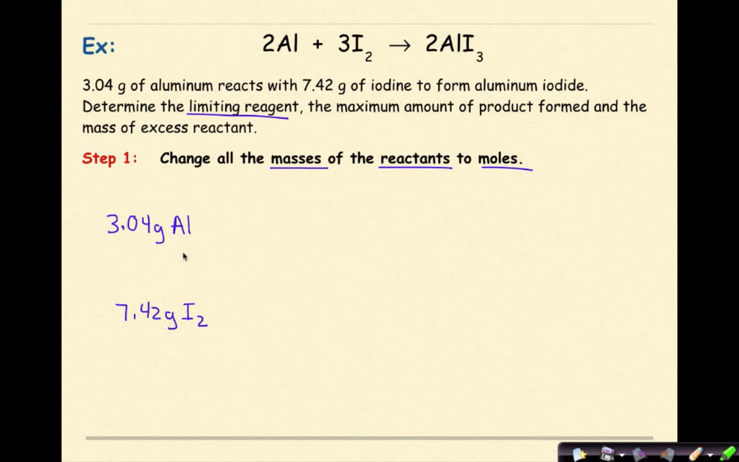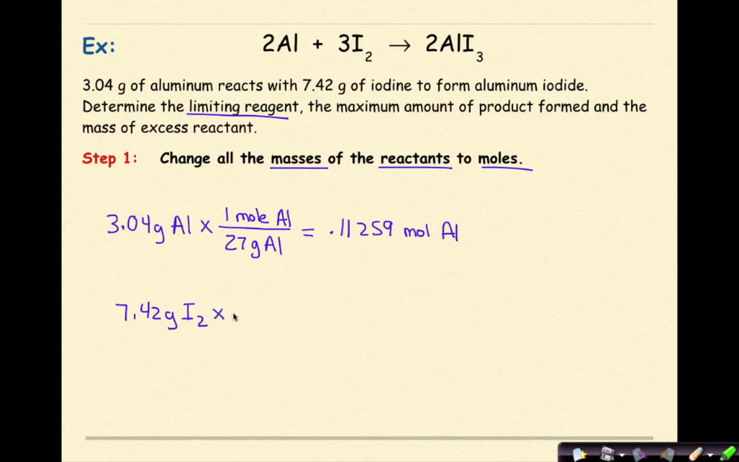So the first thing that we're going to do here is convert each of these masses into moles. So I'm going to set up a multiplication sign and a line, and I know that there are 27 grams of aluminum in 1 mole of aluminum. I'm not going to worry about significant figures right now. I'm just going to multiply and divide this through. So if I work that out, I should get 0.11259 moles of aluminum.